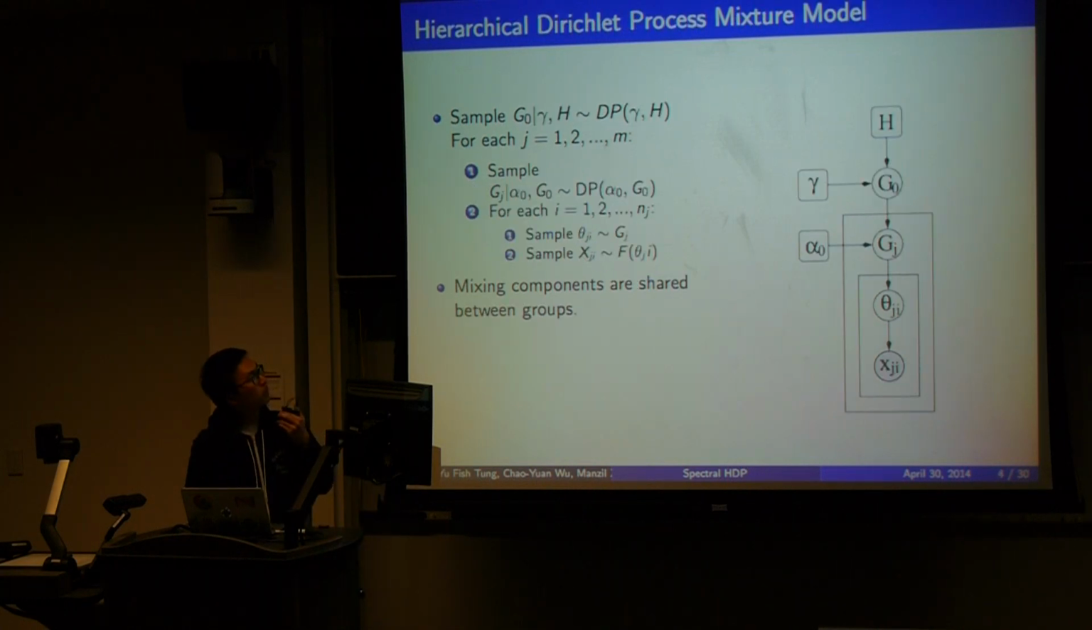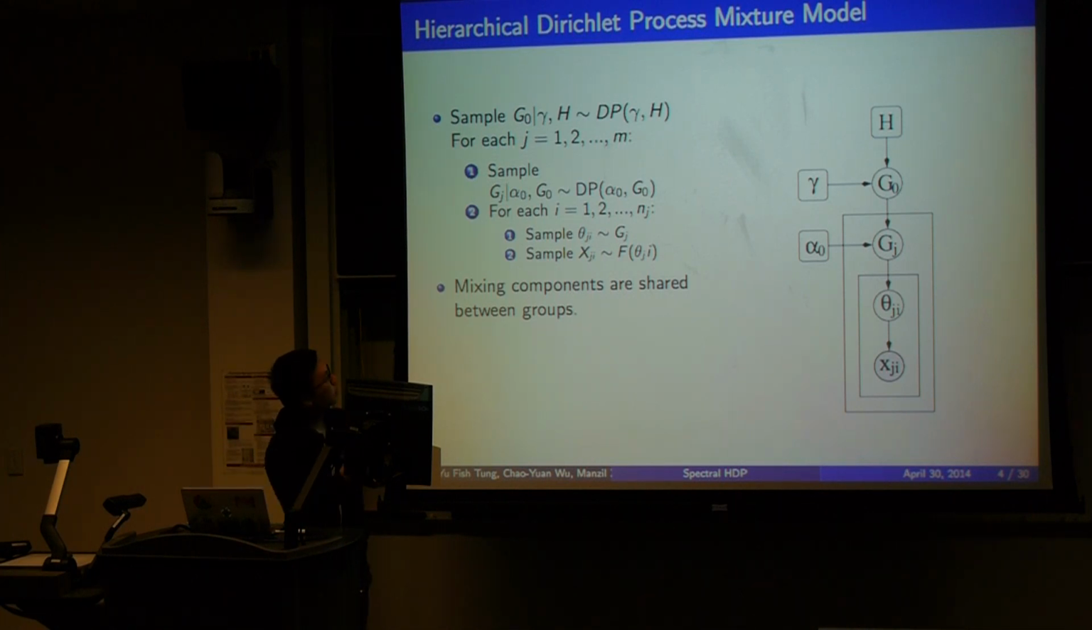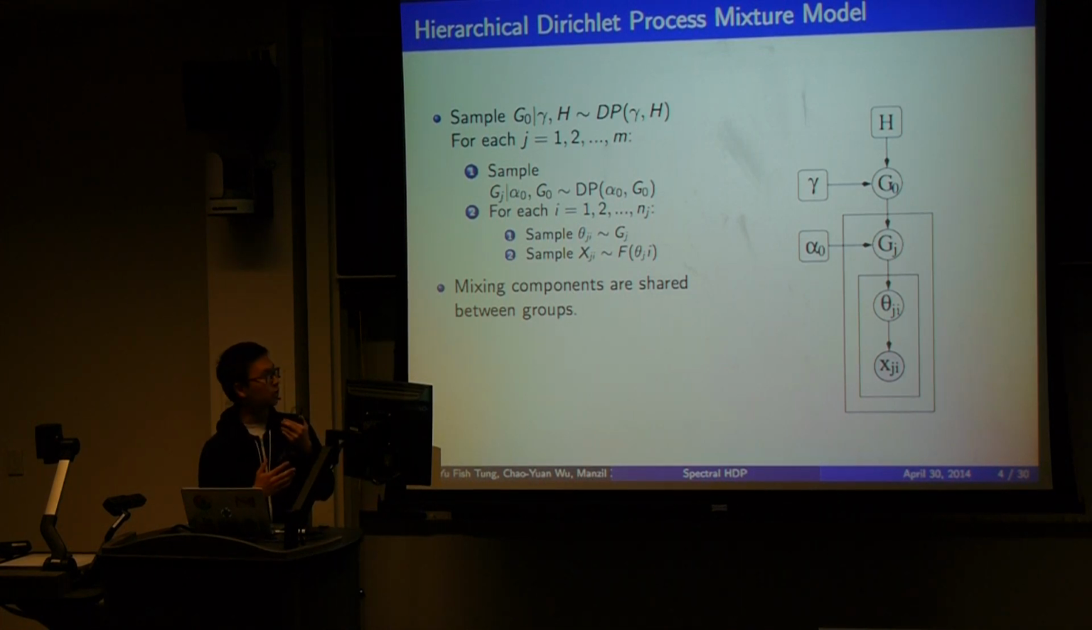So in HDP mixture models, we have another layer, where G0 is sampled from H. So now G0 is discrete, and so now the Gj can share some mixing components across groups. And this is very widely used in many applications, such as topic modeling.